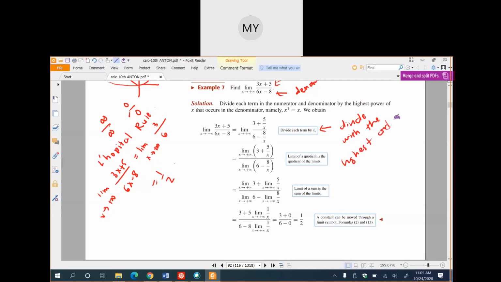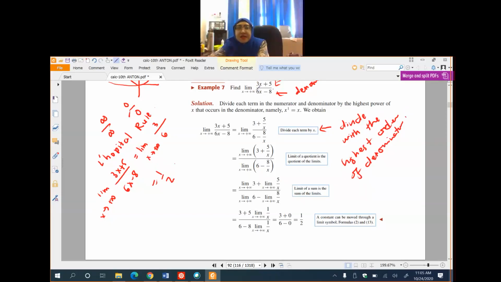Highest order of denominator. Okay. So the highest order of the denominator is this one, 6x minus 8. So you divide with x. Divide everything with x, and then you take the limit as x tends to infinity.